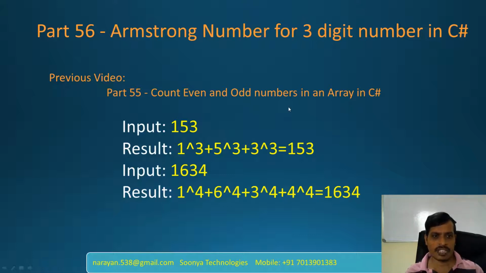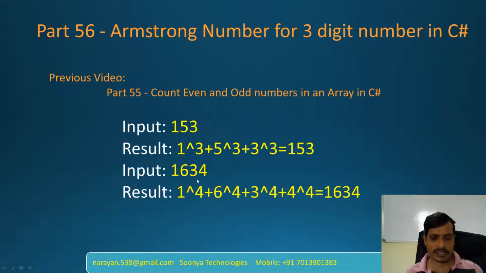What is an Armstrong number? Here we have input number 153. The sum of cubes of each individual digit is equal to a number. Then that number is Armstrong number. Here 153, 1 cube plus 5 cube plus 3 cube is equal to 153.